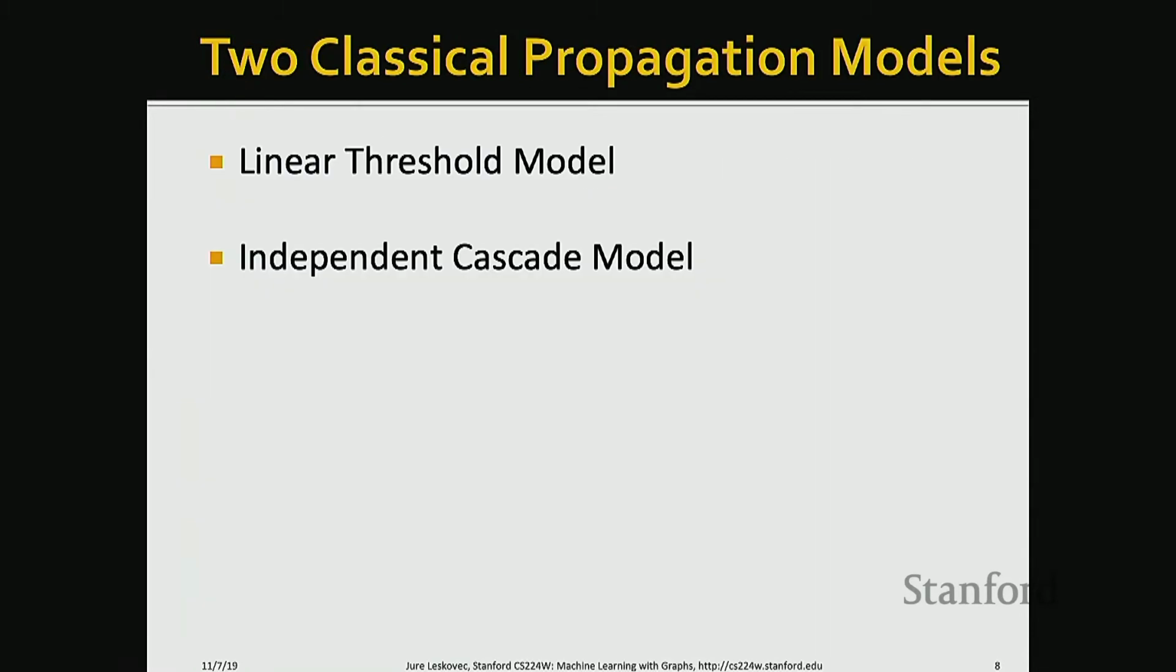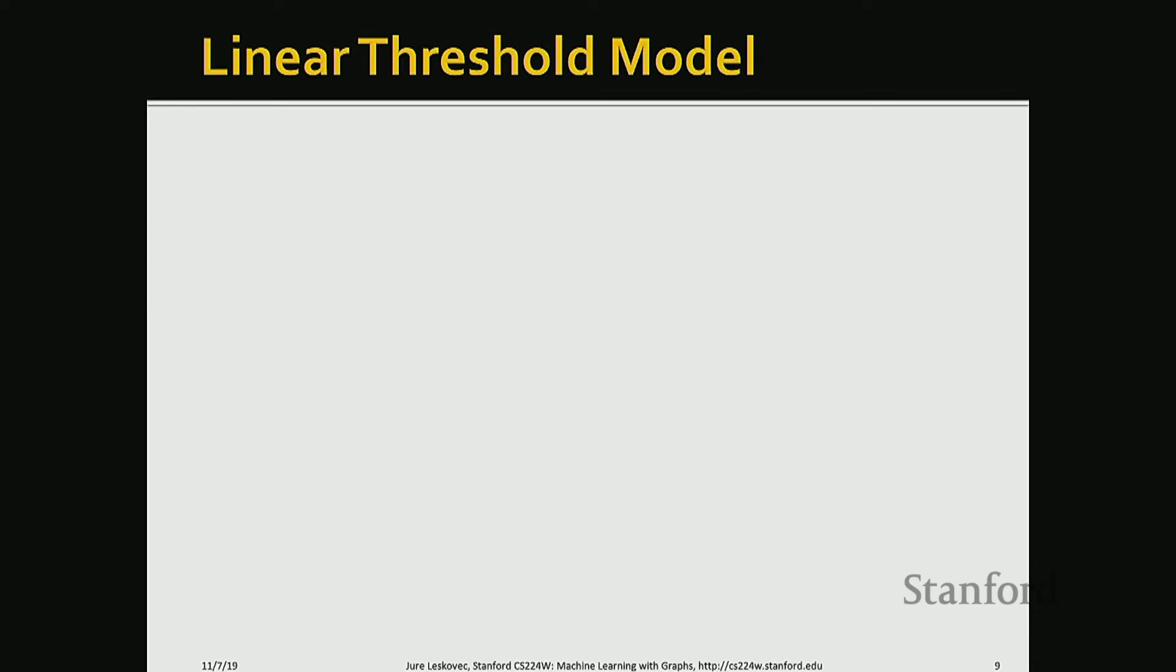To study this problem, we need to first define a model for this spread of influence throughout the network. Here we discussed two classical models for propagation. The first one is the linear threshold model, and the second one is the independent cascade model. Let's start with the linear threshold model.